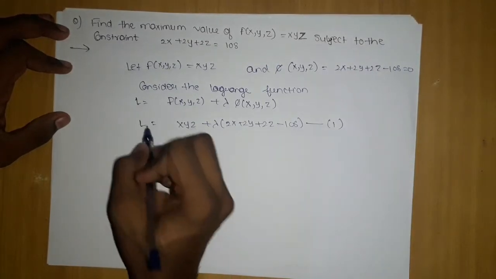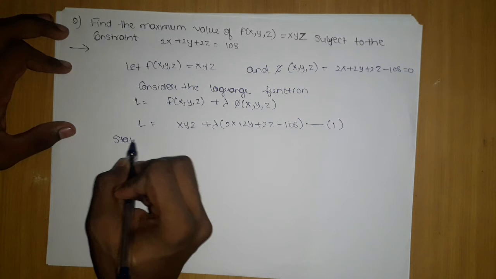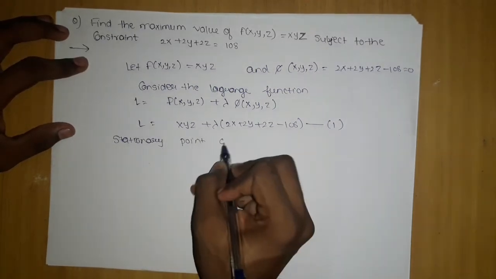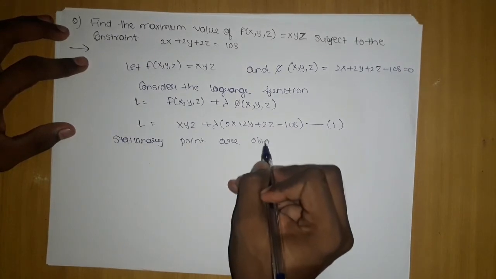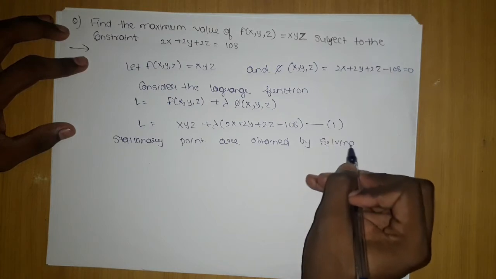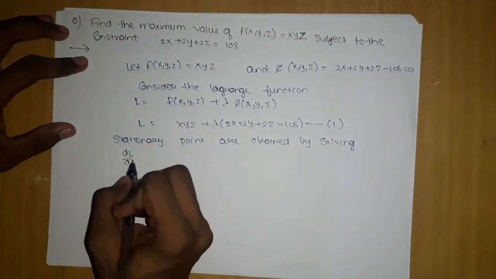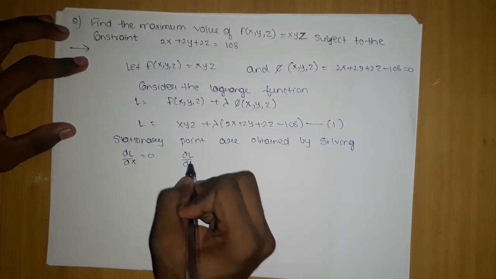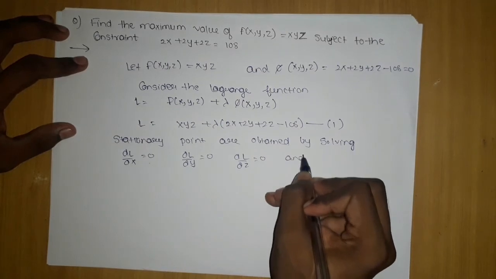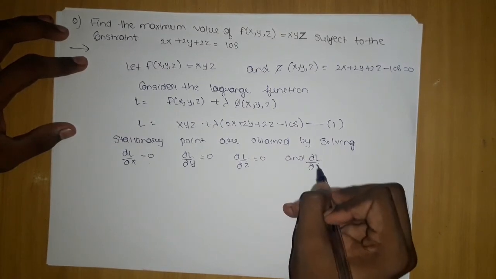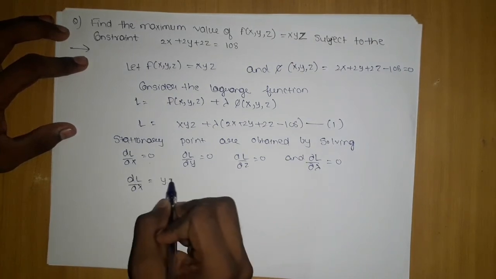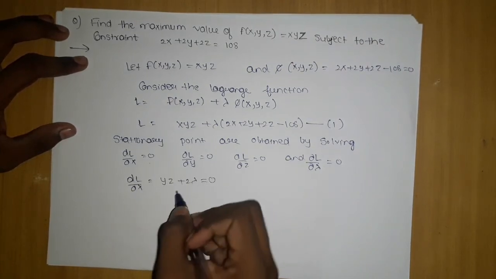Now the stationary points are obtained by solving what? Dou L by dou x equals 0, dou L by dou y equals 0, dou L by dou z equals 0, and dou L by dou lambda equals 0. So dou L by dou x, if you observe, is yz plus 2 lambda equals 0.